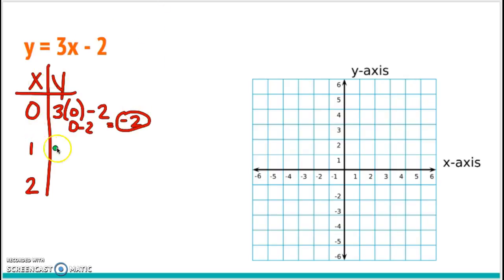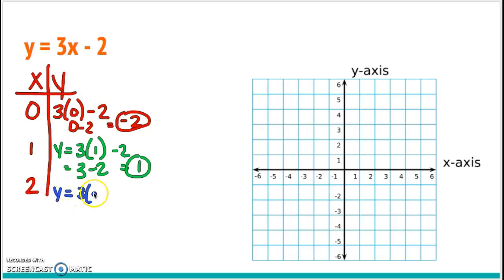Okay, when I plug 1 in, I have 3 times 1 minus 2. Well, 3 times 1 is 3, minus 2 is positive 1. And then lastly, plug in the number 2. So I have y equals 3 times 2 minus 2. 3 times 2 is 6, minus 2 is 4.